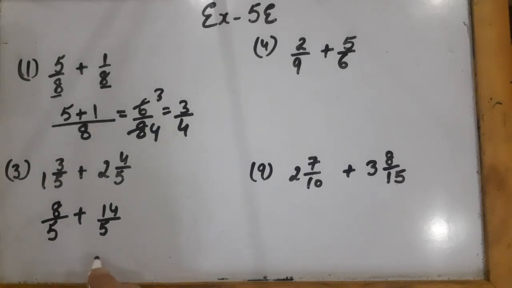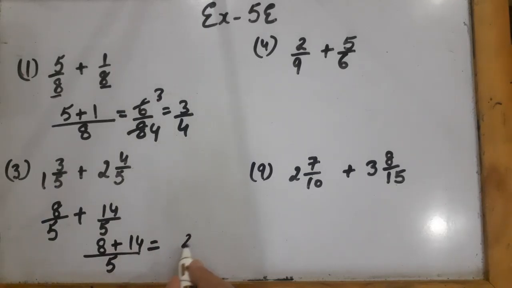And how do we add the like fractions? The denominator we don't add, the denominator remains the same, but we add only the numerators. So 8 plus 14 is 22 upon 5. Now this answer is in improper fraction. First of all, I'll see if I can reduce it. No, I cannot reduce it. Their HCF is 1 only. They can be divided only by 1. So this is in the simplest form.